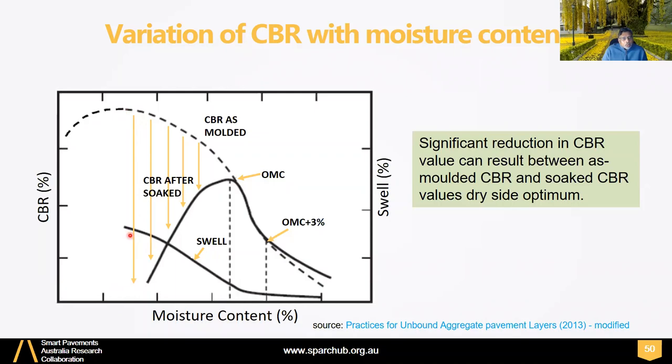If you compact the soil well away from the optimum, it may undergo some collapse or some significant settlement due to this kind of condition. But if you, of course, design the pavement to the soaked CBR value, then you are having a very robust pavement as well. So economy is maybe not so good.